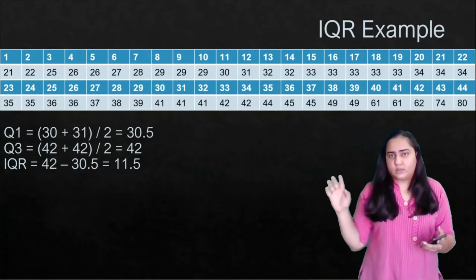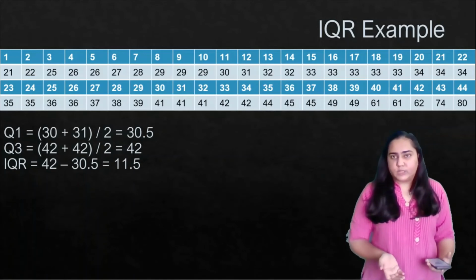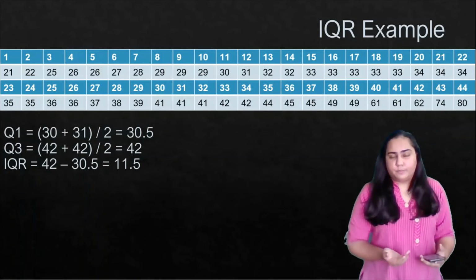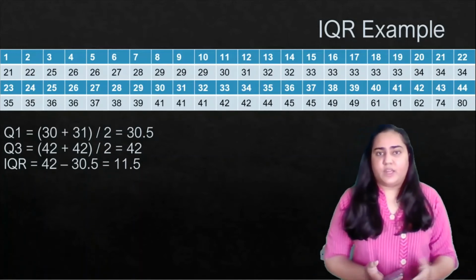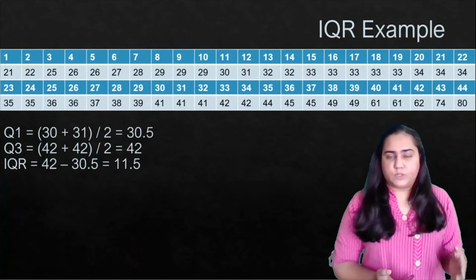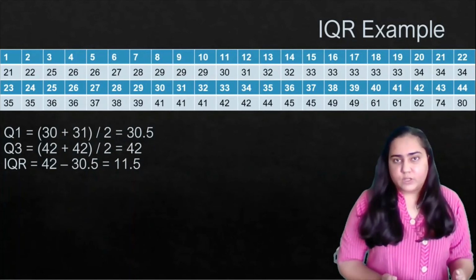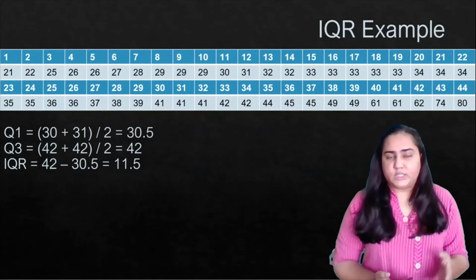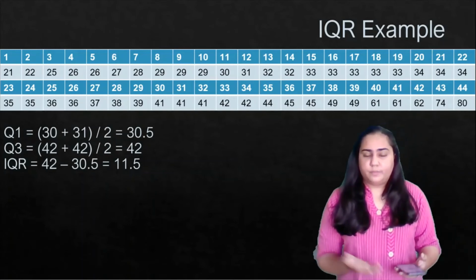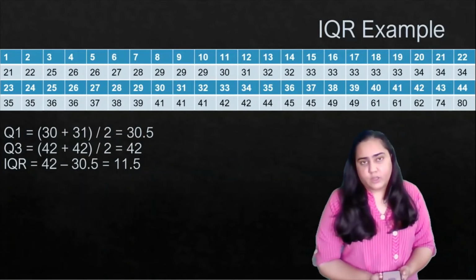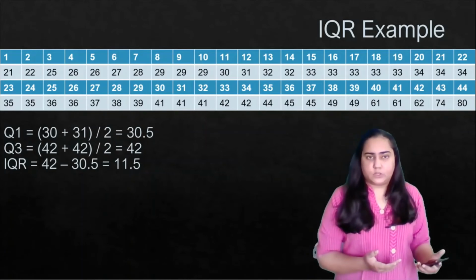As you can see in the table given above, the data is already divided into two parts, each containing 22 observations. Out of those 22 observations, if I have to find the midpoint, which is Q1, then that would be my 11th observation and 12th observation. That is 30 and 31 respectively. I'm going to divide that by 2, and that gives me 30.5. So that is essentially the median of my first 50%.